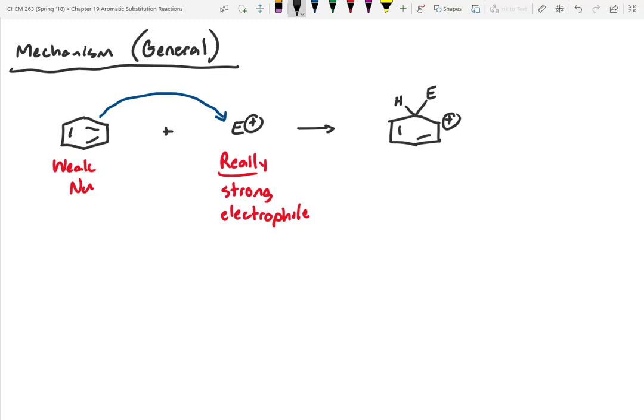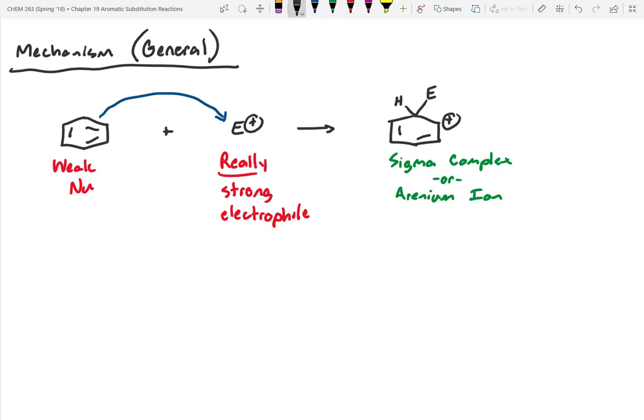Why do you think this is somewhat allowable, though? What makes this relatively stable? Resonance, right? You can draw a lot of resonance structures where you delocalize the positive charge around the ring. So even though we've broken aromaticity, it is resonance stabilized. And this is referred to as a sigma complex, or some people call this an arenium ion. Tomato, tomahto, I don't really care what you call it. It's just important to remember that it's a resonance stabilized carbocation.